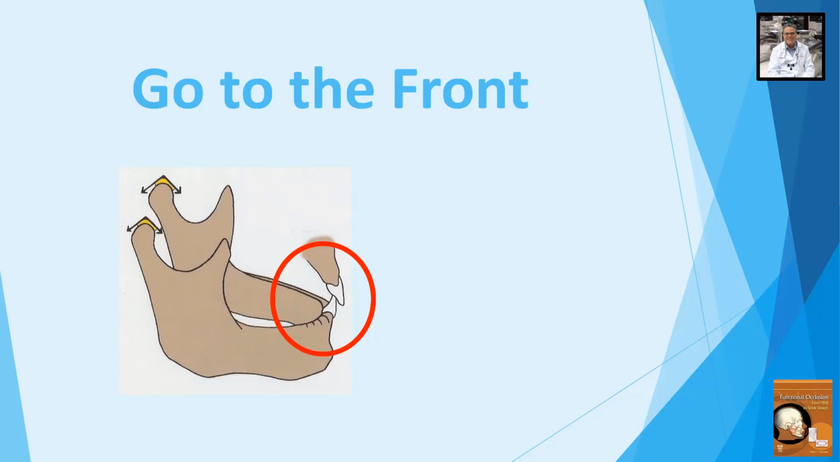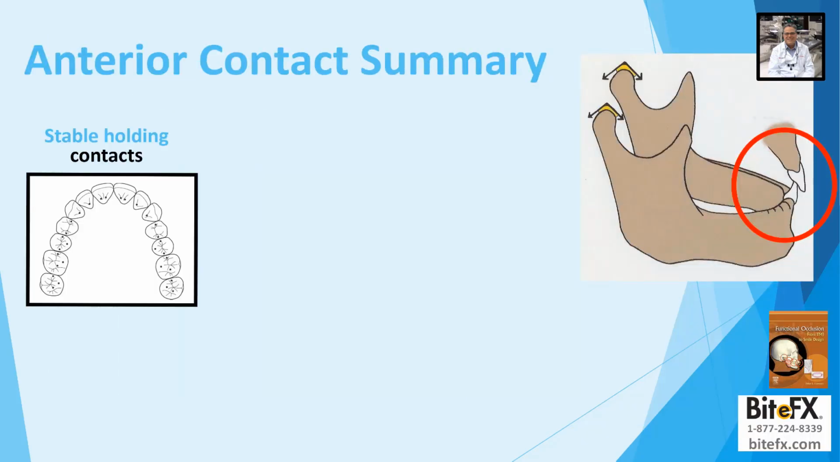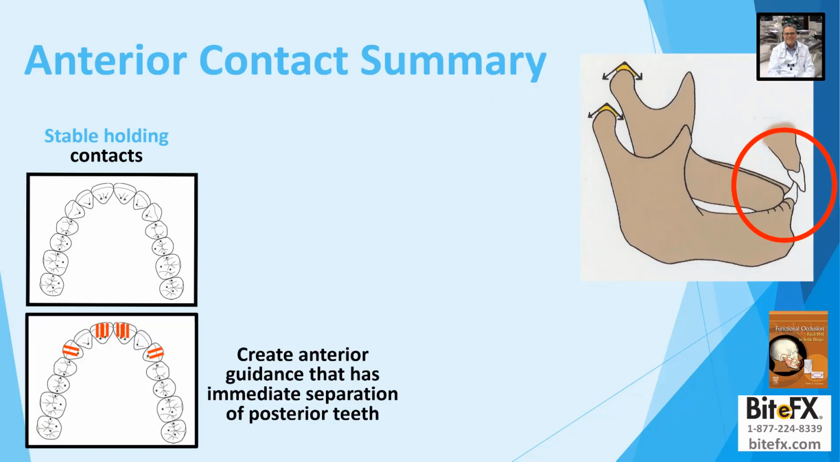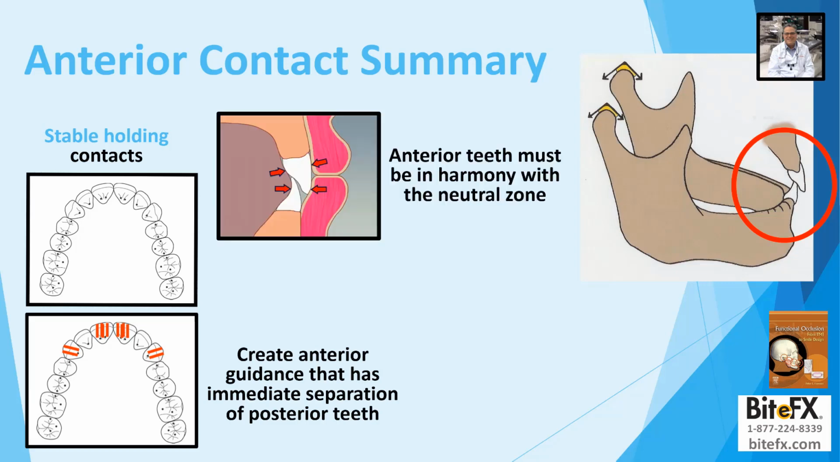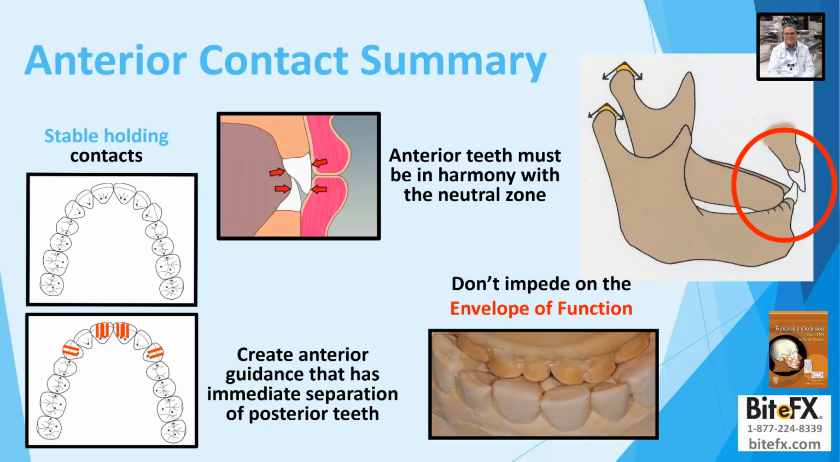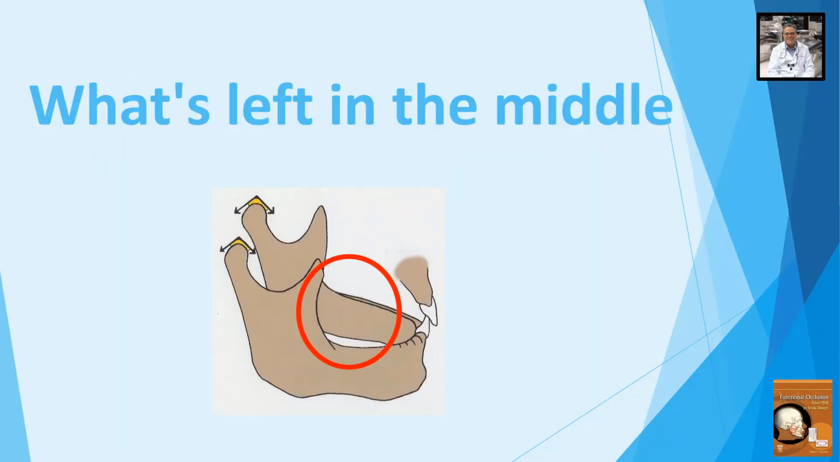Then we talked about the front, and we talked about the need to have stable holding contacts. We want an anterior guidance that has immediate separation of posterior teeth. We talked about the neutral zone, and the teeth must be in harmony. Then we went into greater detail about this thing called the envelope of function and how important it is that you do not create your anterior guidance so that it interferes. So today we're going to talk about what's left in the middle, the really last part for the perfected occlusion.